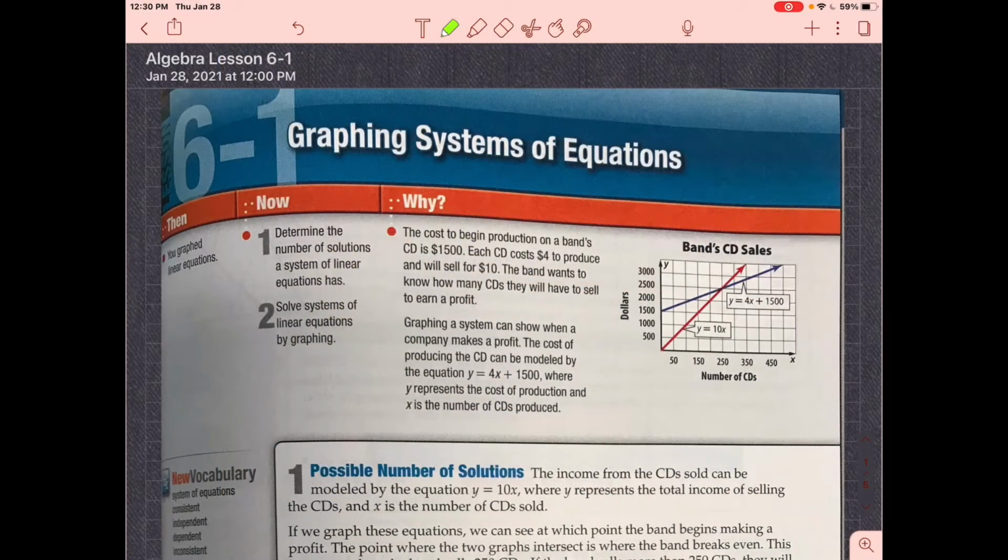Guys, this is lesson 6.1, graphing systems of equations. In this lesson, we are going to determine the number of solutions a system of linear equations has, and we are going to solve systems of linear equations by graphing. But before we talk about those two things, let me show you a little video that introduces what a system is.